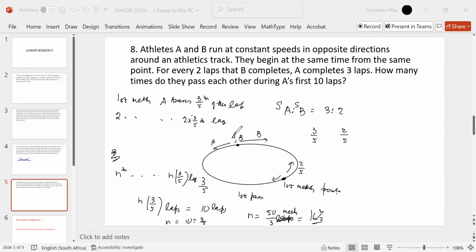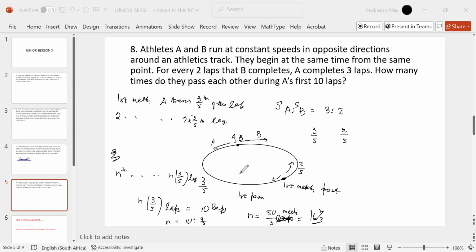You see, all these problems are a little bit tricky, so you have to think very carefully and try to understand what is being said. So you talk about passing each other. Therefore, we'll have to ask ourselves, what happens when they pass each other for the first time? Right? And then you can see how far has A traveled to get to that point. And altogether it covers 10 laps, okay?